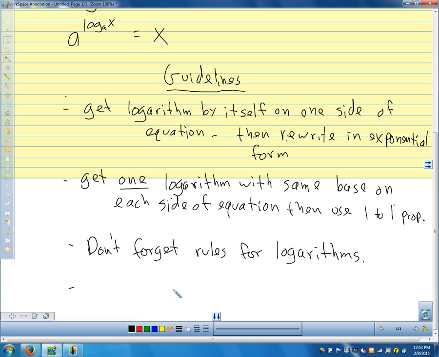And another thing that will happen sometimes when we solve these equations is you'll get two solutions. If you get two solutions, always check. Because sometimes you might get one that does not work. You'll get what we call an extraneous solution. You'll get a solution that's not actually a solution.